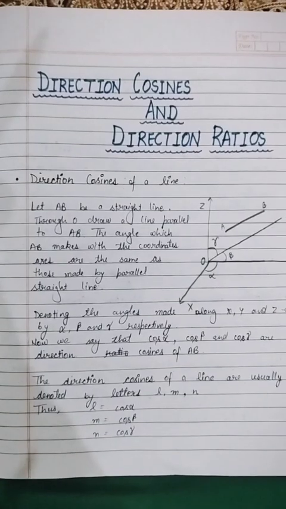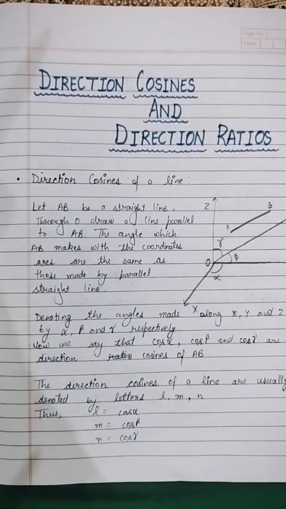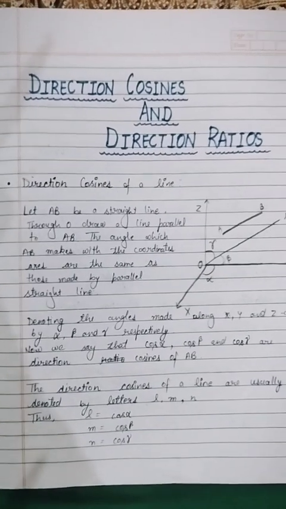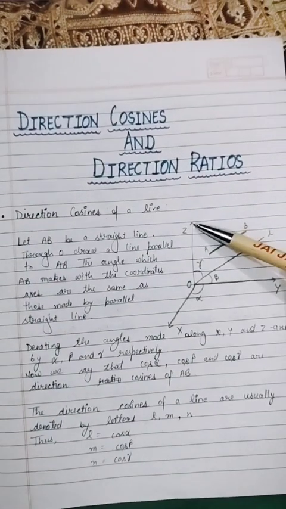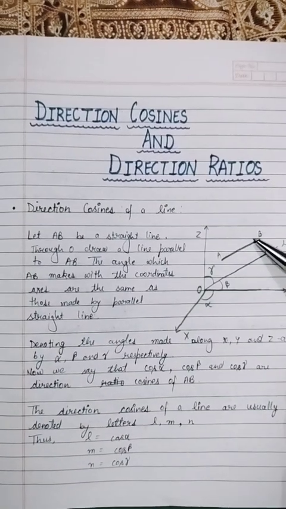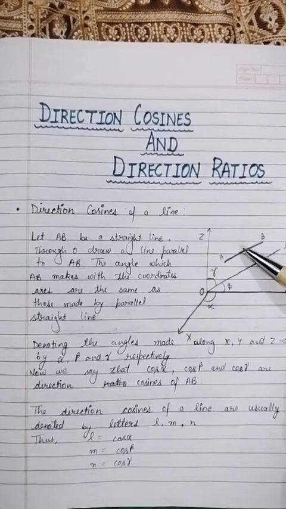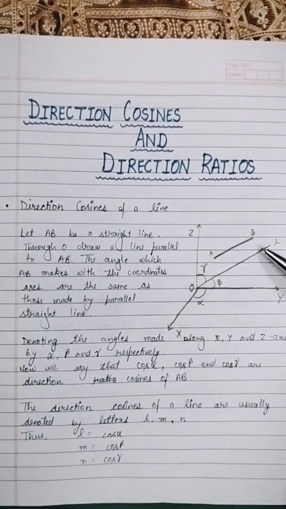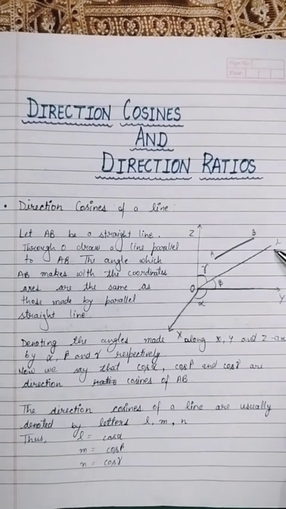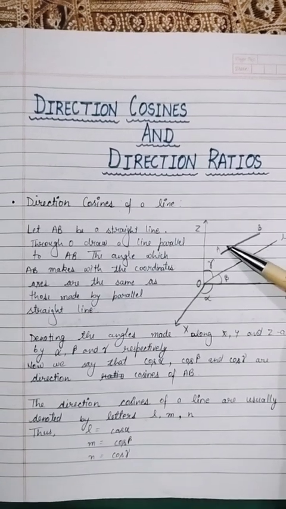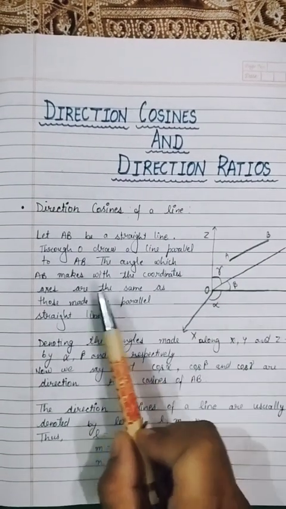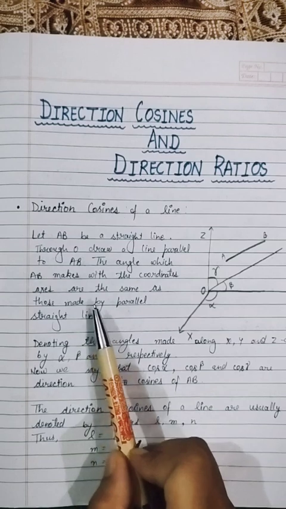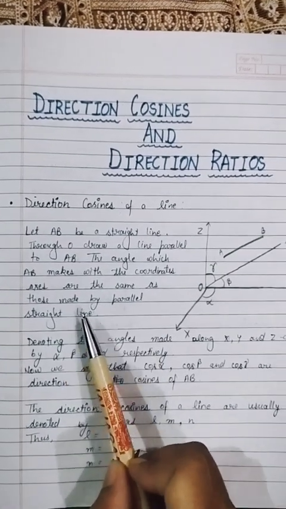First I am going to explain what direction cosines of a line are. Here I have drawn AB, a straight line, and we have drawn a line parallel to AB, that is the line L. We can say that the angles which AB makes with the coordinate axes are the same as those made by the parallel straight line.